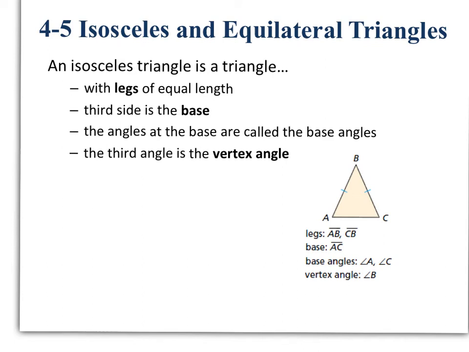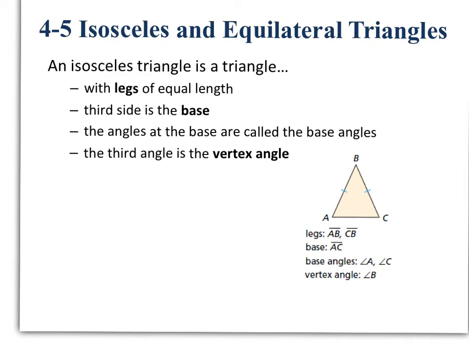Okay, in section 4.5 we are going to look at isosceles and equilateral triangles. An isosceles triangle is a triangle with legs of equal length. The third side is the base. The angles at the base are called the base angles, and the third angle is the vertex angle.